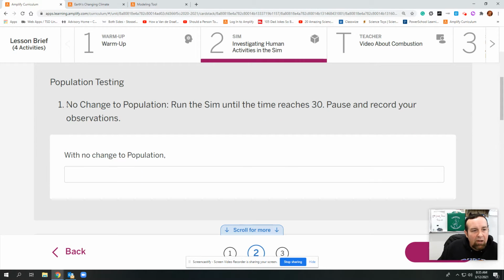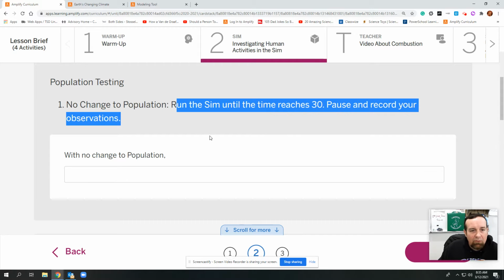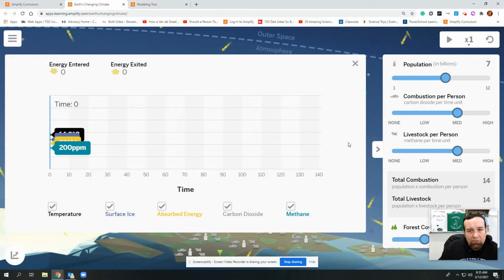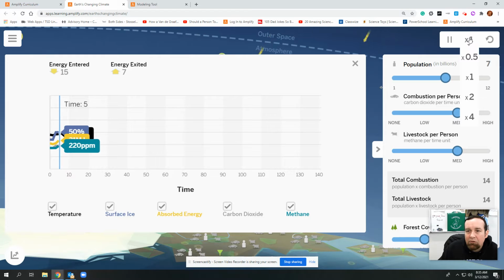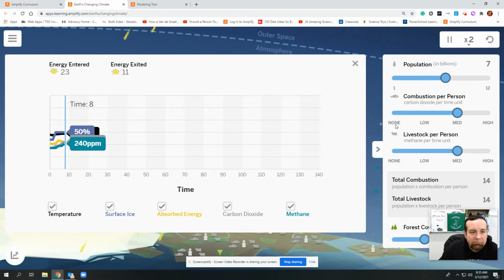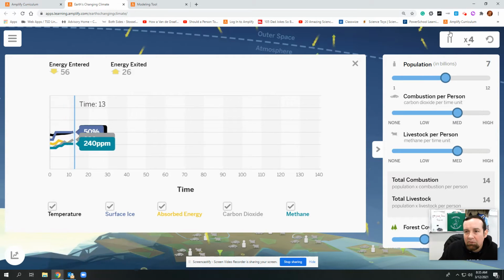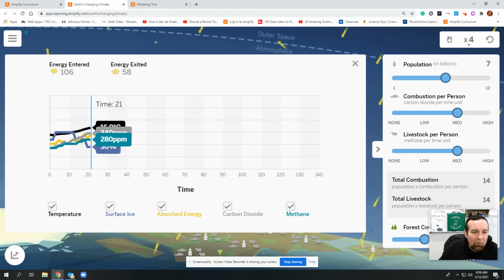So the first test, we want to have no change in the population. So we're going to run the sim until it reaches 30 and record those results. So let's do that. I'm just going to push play over here. And the time's going. I can actually speed up the time if I want to. Let's go to 4 times. And we're supposed to go to 30.